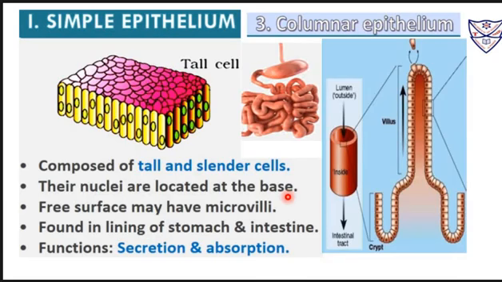Now let us look at columnar epithelium. So as the name is telling you, the cells are here like columns. They are tall and slender. That means they are thin cells. Their nuclei are generally located at the base. You can see here nucleus is present at the base. They have a free surface and they might have a microvilli. They are generally found in the lining of stomach and small intestine. And their function is to help in secretion and in absorption.